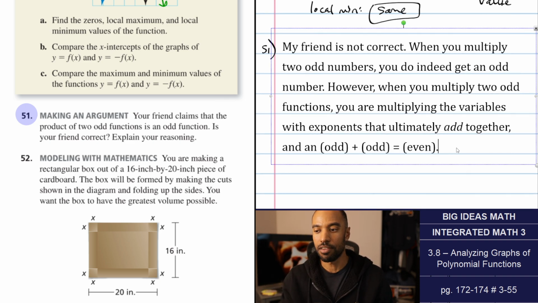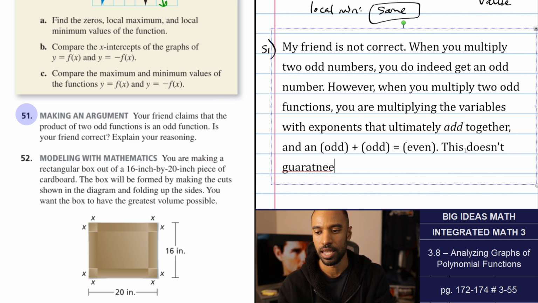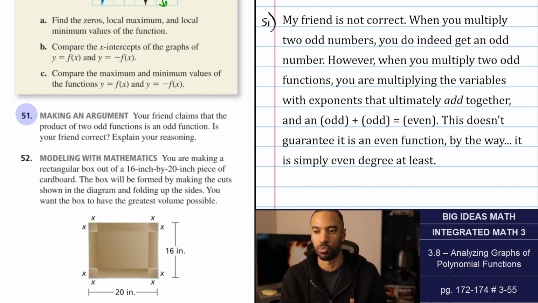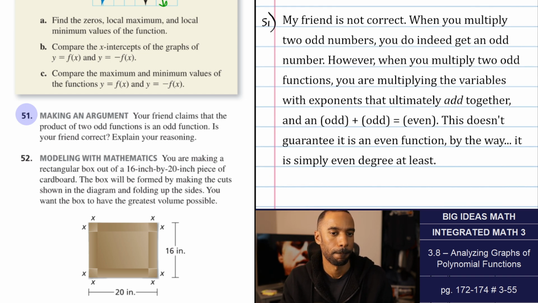Well, it doesn't mean it's an even function. This doesn't guarantee it is an even function, by the way. It is simply even degree. At least. At most, at worst, at least, whatever. At best. There you go.